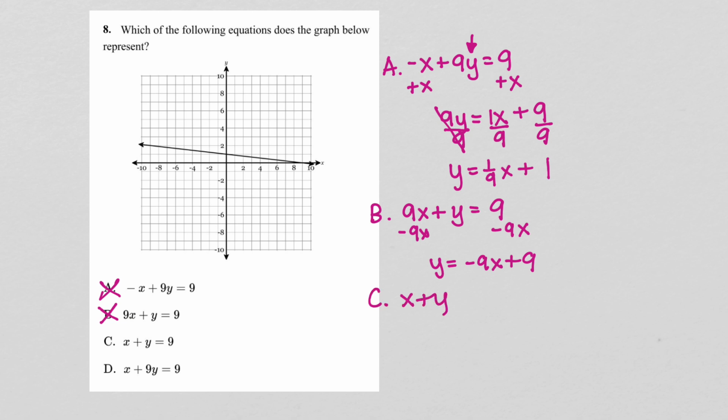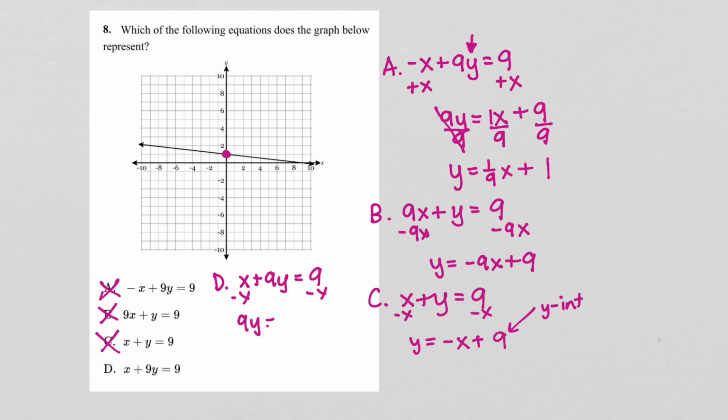C, I have x plus y is equal to 9. Subtract x on both sides, I get y equals negative x plus 9. Once again, that's a y-intercept of 9. That does not match this graph. This graph has a y-intercept of 1. So by process of elimination now, I do know that it's D, but also if I were to solve that equation, I would first subtract x and get negative x plus 9, and then divide by 9, and I would get negative 1 over 9x plus 1. And that does match because I have a y-intercept of 1 and a slope of negative 1 over 9.